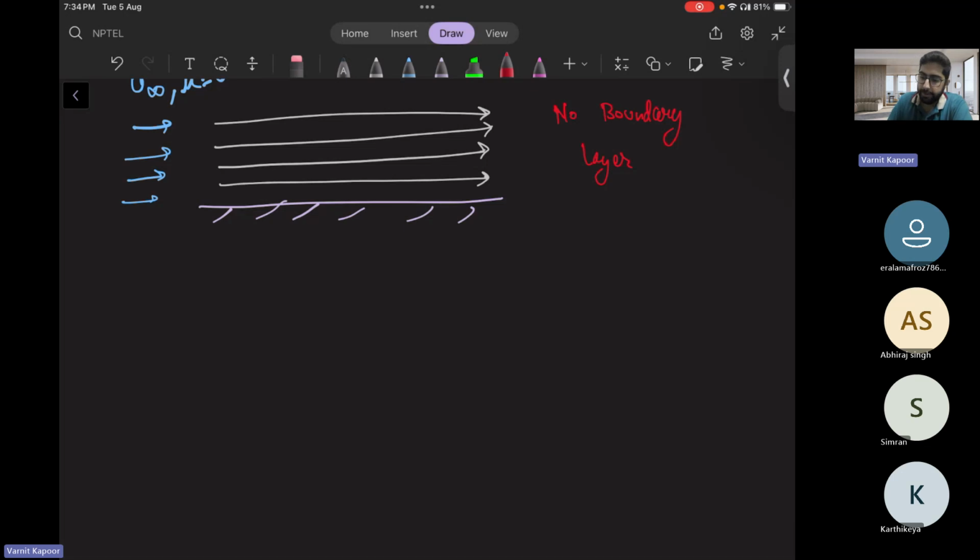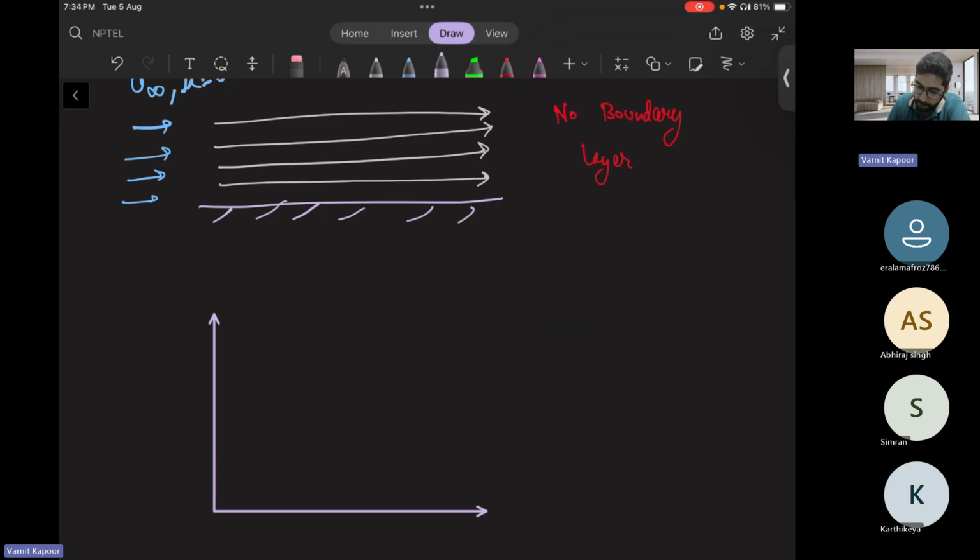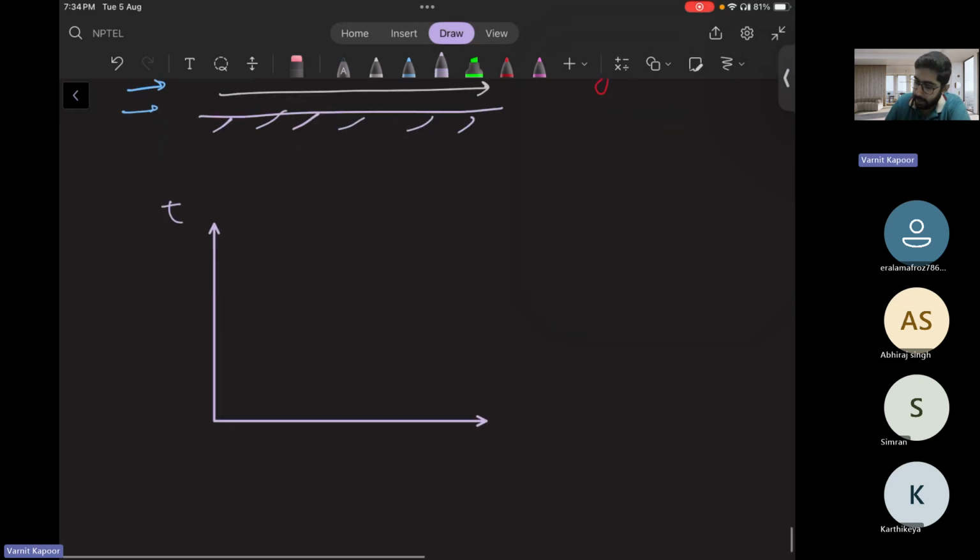So I'll make a final plot again of shear stress versus du by dy, or d phi by dt. An ideal fluid is nothing but one where there is no viscous action. Shear stress is 0, so if you see, there is no shear stress present here. So this is your ideal fluid.